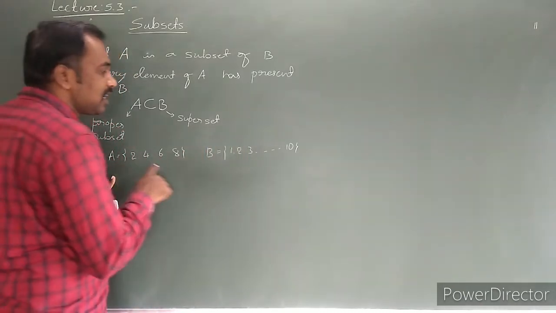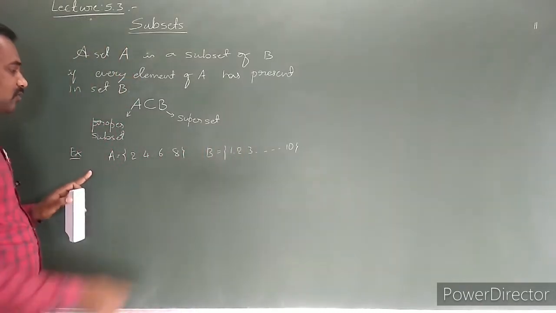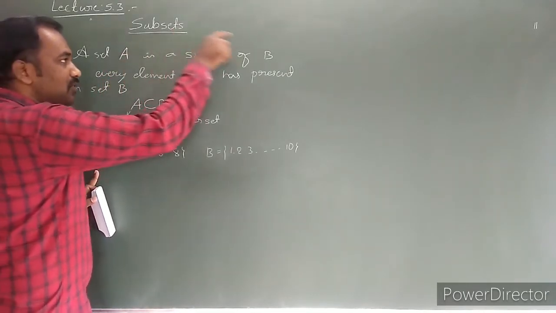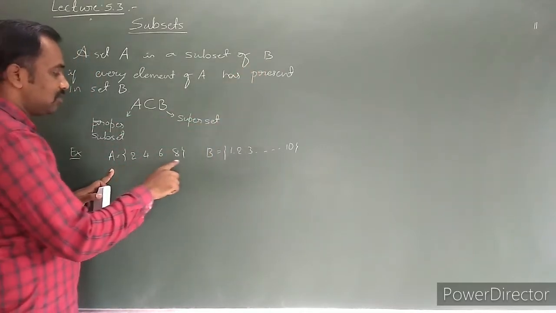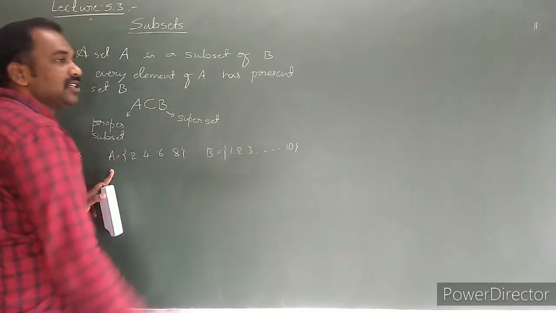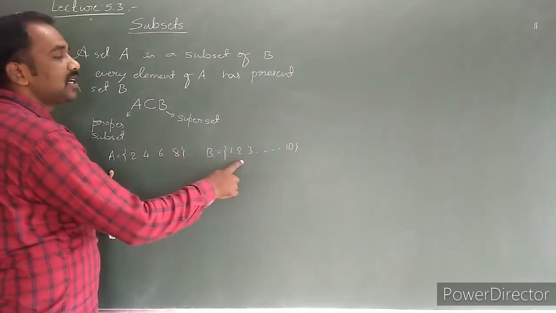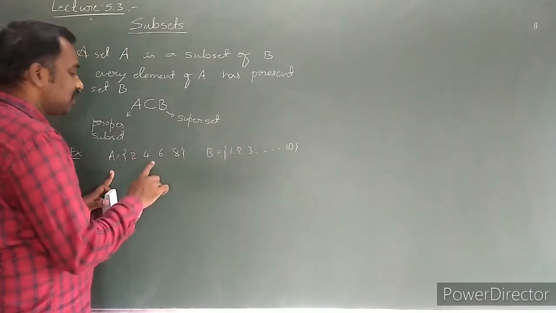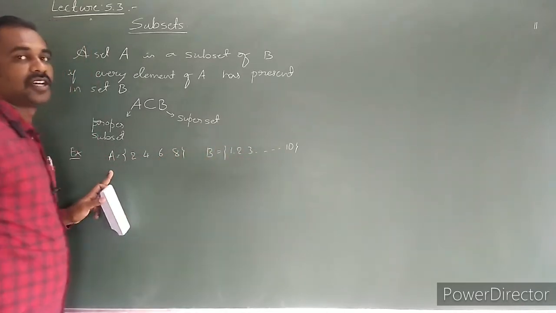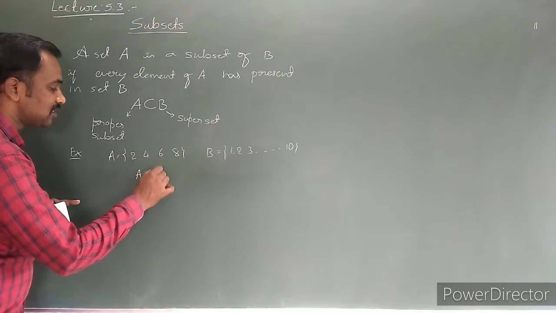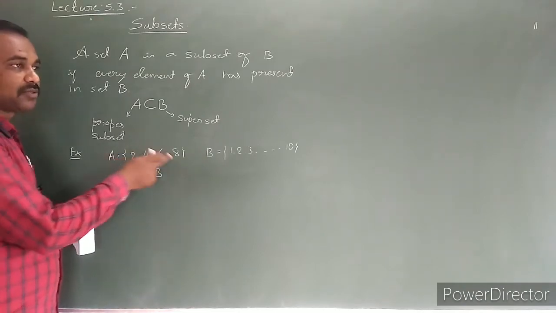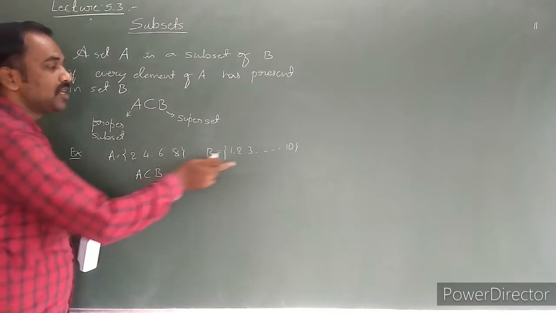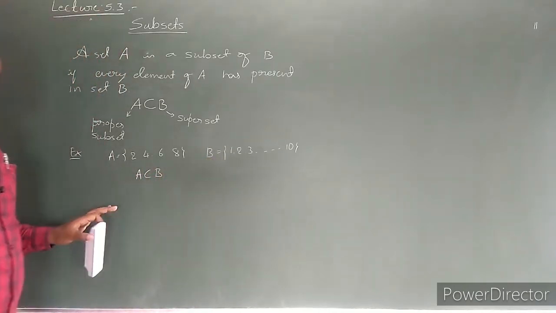Now can I call A a subset of B? What is the definition of a subset? All the elements of the set A must be present in set B. Is 2 there? Yes. Is 4 there? Yes. B has the first 10 natural numbers. Is 6 there? Is 8 there? Obviously, we can say that A is a subset of B. Here A is a proper subset of B, and B is said to be a superset. This is the definition of the subset.